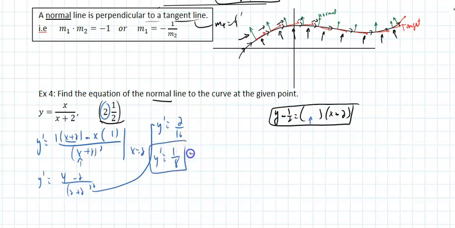So this is the slope of the tangent. We know that a normal line is perpendicular to a tangent line. So the slope of the normal is the negative reciprocal. The negative reciprocal of that is negative 8. Of course, there are other ways you could find an equation of a line. Any one of them will do.